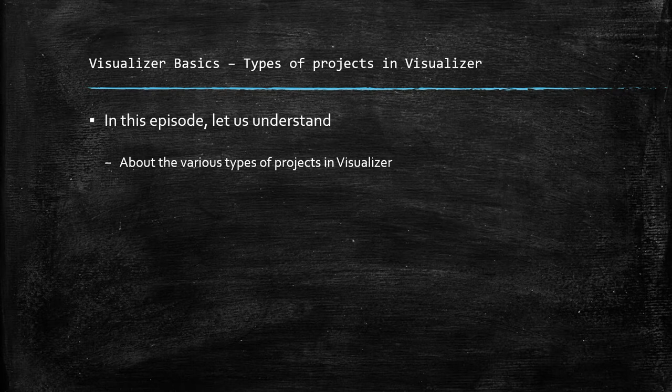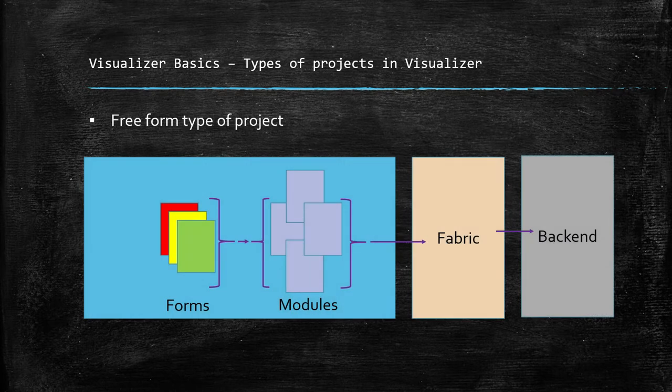So without further ado, let us start looking at the free-form type of project. This is one of the types of projects which you can build using Visualizer. In a free-form type of project, you will have forms describing the various UI screens which you want to create as part of your front-end application, and modules describing the JS files inside which you will write the functionality which you want to build as part of the front-end application.